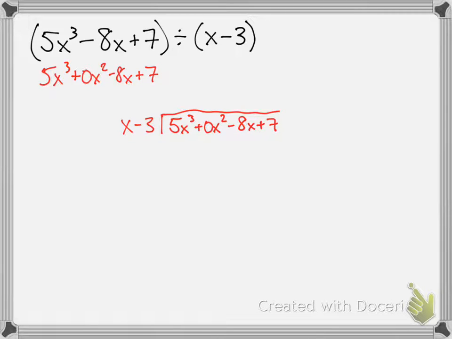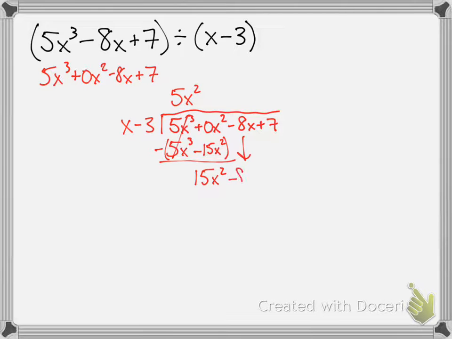So take a look at your front terms. We're going to do 5x cubed divided by the front term of our divisor, the x. So 5x cubed divided by x gives me 5x squared. Take that result, multiply by both terms in the divisor. So we'll have 5x cubed when I multiply 5x squared and x. 5x squared times negative 3 is negative 15x squared. Once again, I'm going to subtract those away. So the 5x cubes will cancel. 0x squared minus negative 15 becomes a positive 15x squared.